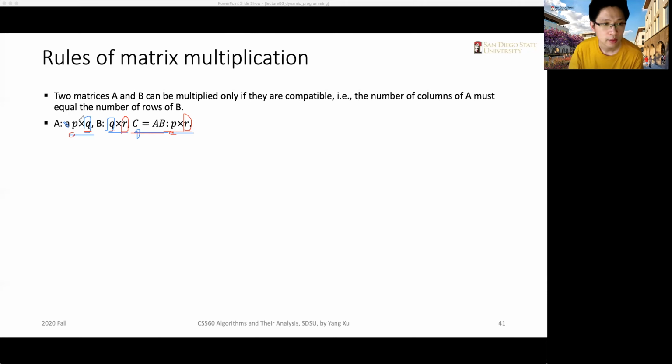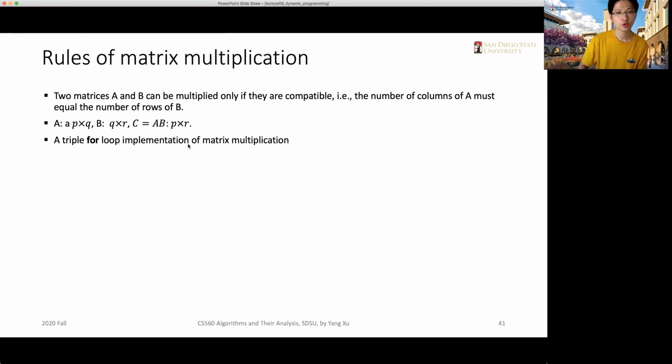So the A here is a typo. I should have removed it. So I probably wanted to say that the capital A is a P by Q matrix. Okay, that's what I probably wanted to say before. So that's one property we will need to use.